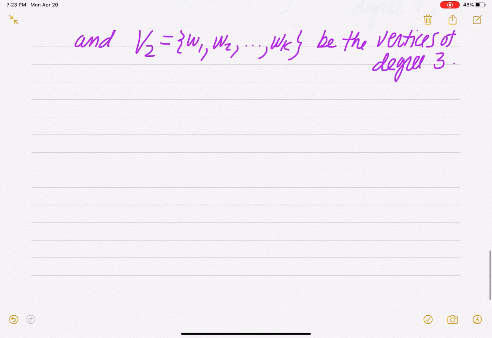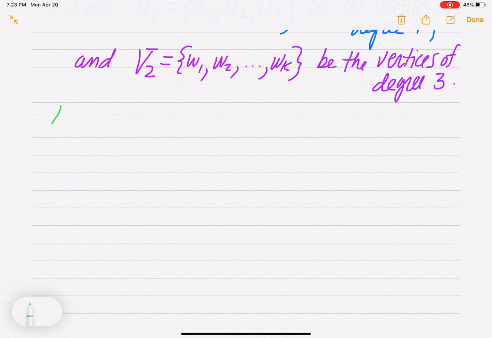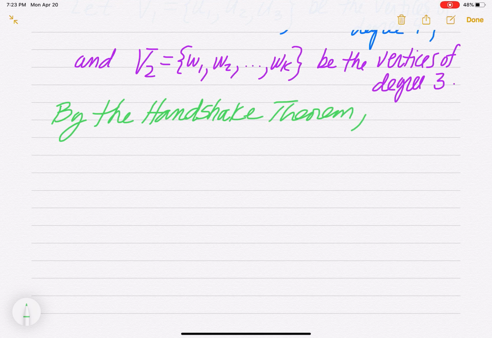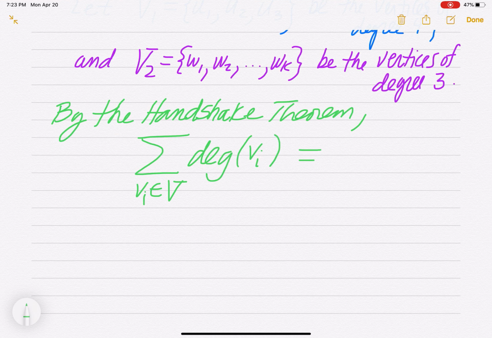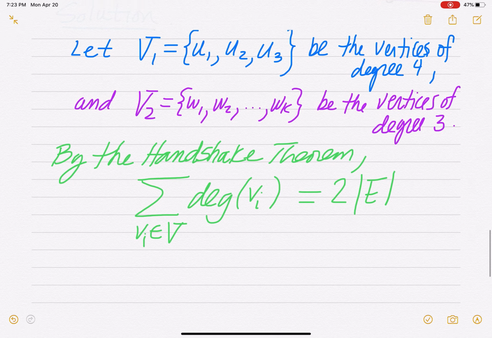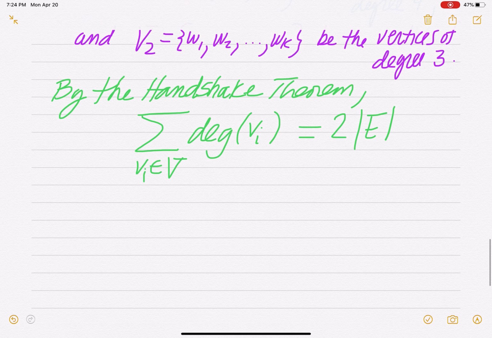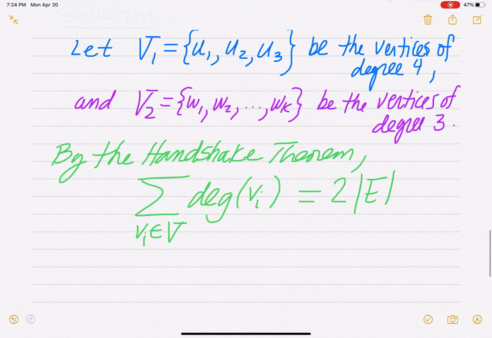All right, so now we're going to use the Handshaking Theorem. By the Handshaking Theorem, the sum over the whole vertex set V of the degree of vi is equal to twice the number of edges. Now we're going to break up this capital V set, which is all the vertices. You can subdivide that into V1, those of degree 4, and V2, those of degree 3.